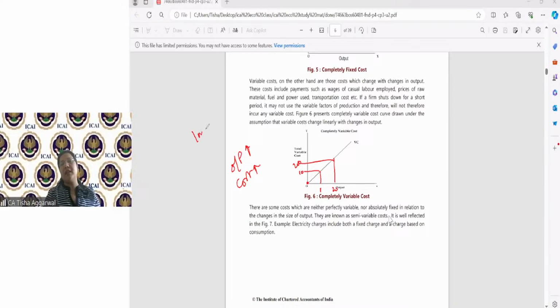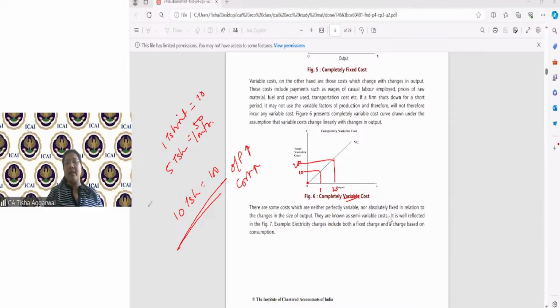So if there's 1 meter of cloth, one t-shirt, that is 10 rupees cost. If I make 5 t-shirts, the cost is 50 rupees. If I make 10 t-shirts, the cost is 100 rupees. Such kind of cost is known as variable cost, where the cost changes with the level of output.